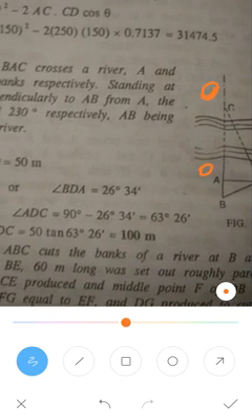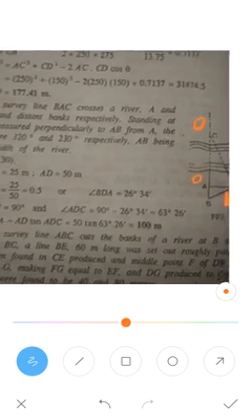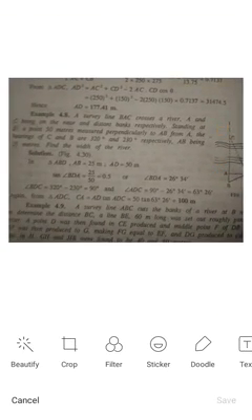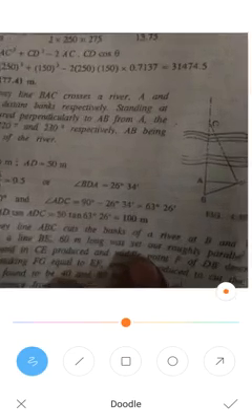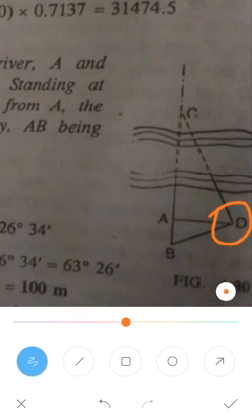Standing at D, so here actually D is at the other corner. You can see here, so D is here. Distant point D is there. From a distant point D, a point 50 meter is measured perpendicular to AB. So AB is here. Perpendicular to AB from A.